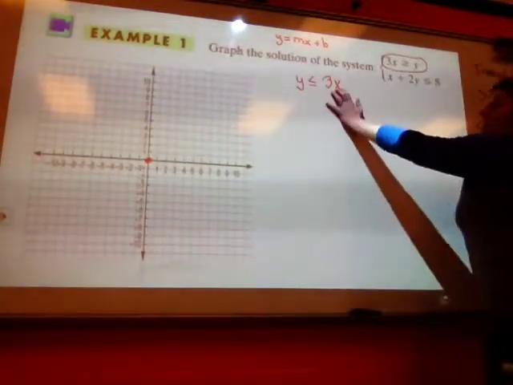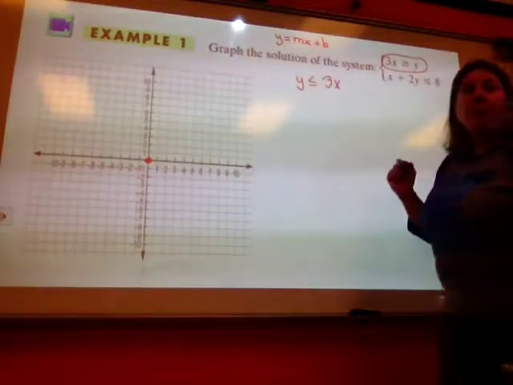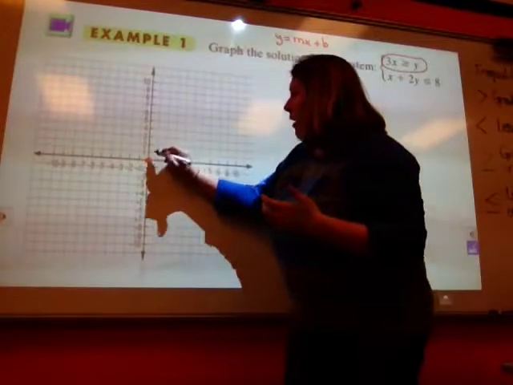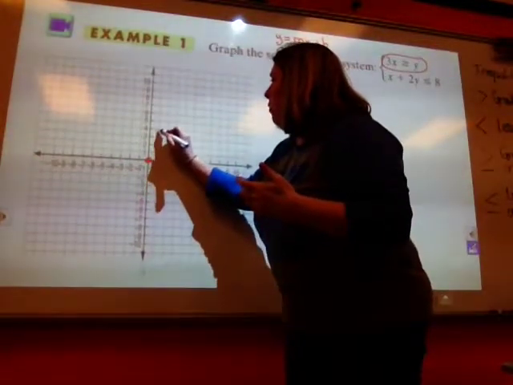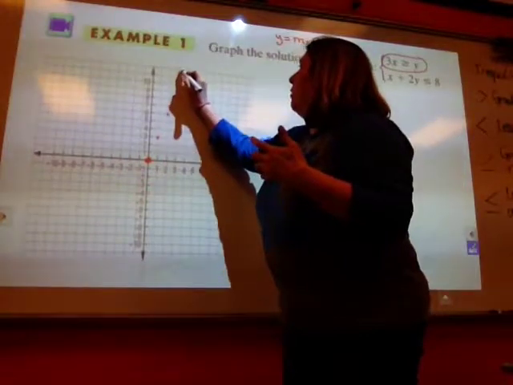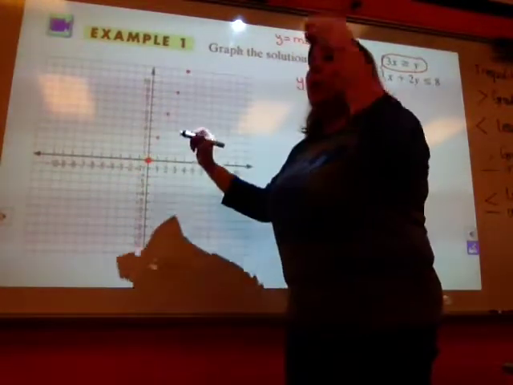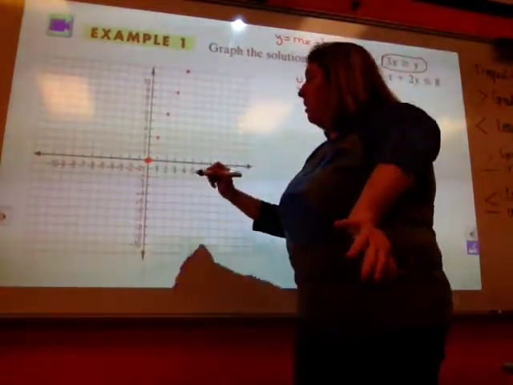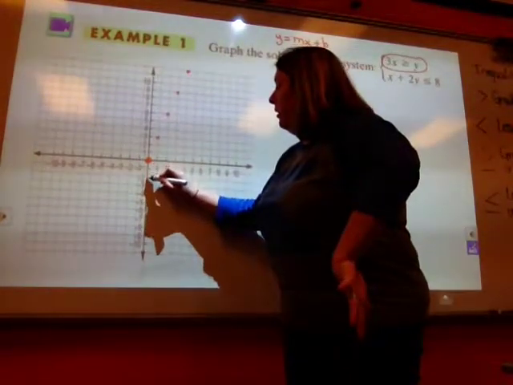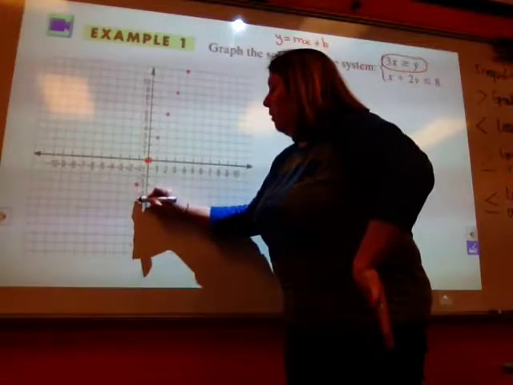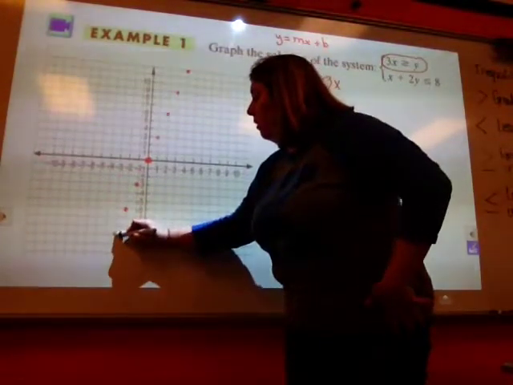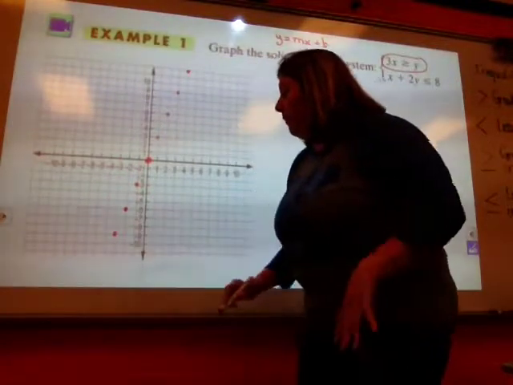Now, based on my slope, where am I going to put my next point? Up 3 to the right 1. Okay, 1, 2, 3 to the right 1. I could also go down and to the left. Everybody agree? 1, 2, 3, 1.